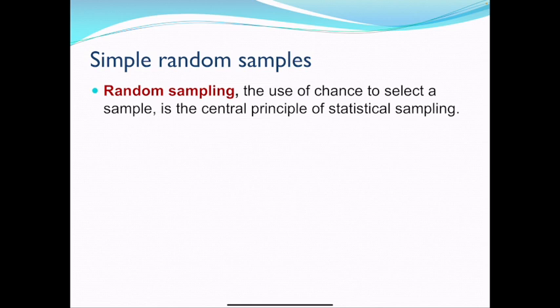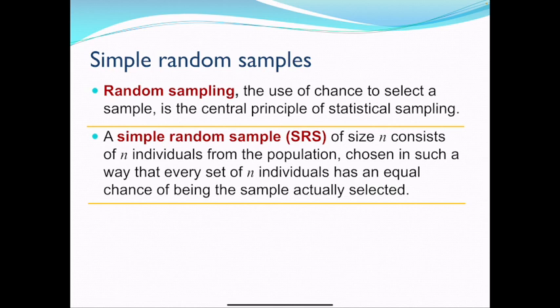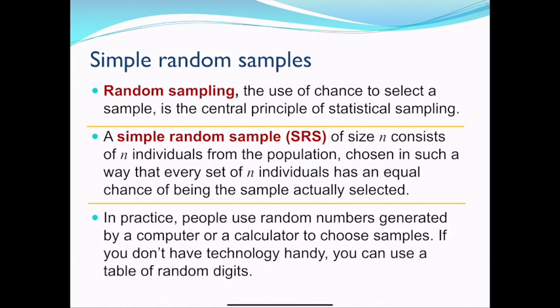So a simple random sample uses chance to select our sample. That's the principle of statistical sampling. If I have a simple random sample of size n, it consists of n individuals chosen in such a way that each had an equal chance of being selected, like I mentioned earlier. In practice, we use random numbers generated by a computer or calculator to choose our samples. And if you don't have technology handy, you can use a table of random digits. I have one coming up in a couple slides.